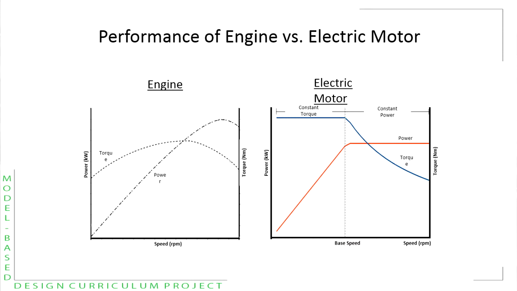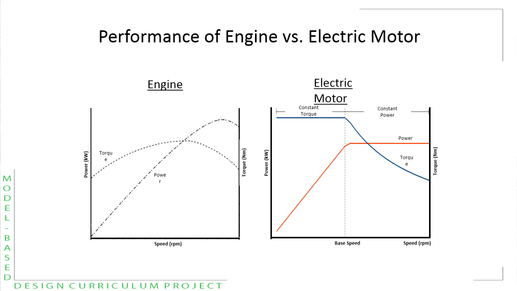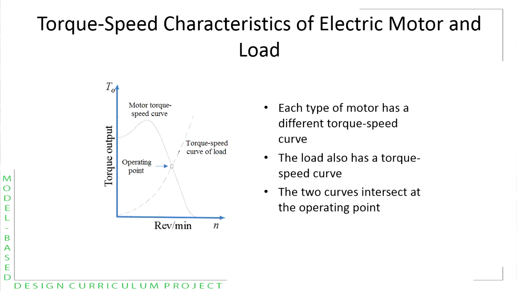In contrast, we see that the engine produces its maximum power close to its maximum allowed speed. In this figure, the torque speed curve for a somewhat different type of electric motor is presented. In the previous slide, a somewhat ideal performance for an electric motor was shown. However, it is fairly representative of a permanent magnet brushless DC motor that is frequently used in automotive applications.